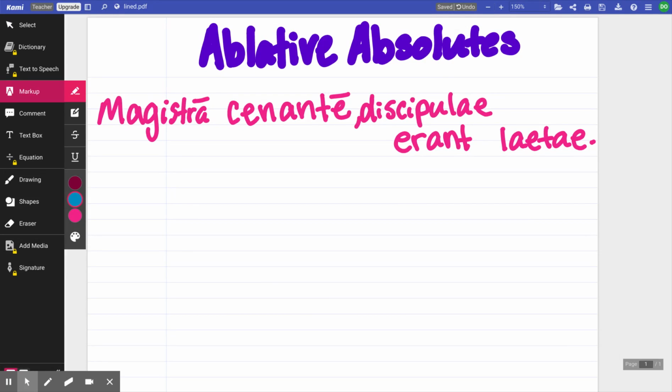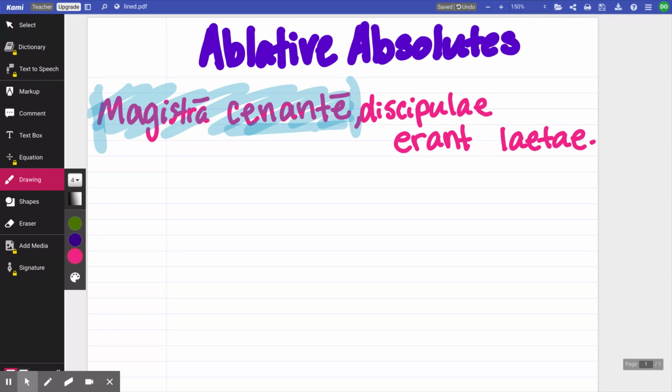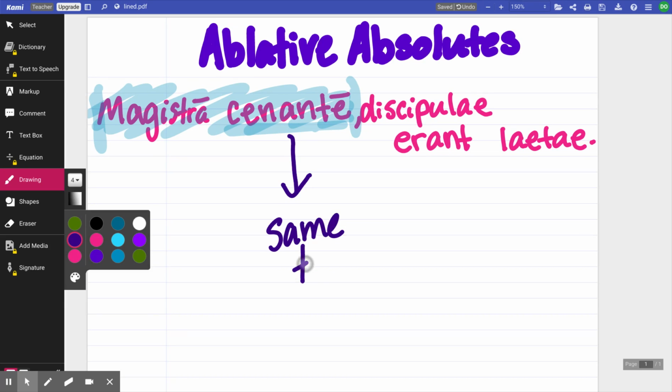In this line, we see that we have an example of a present participle. And here we have my ablative absolute, Magistra cenante. We see both of these are in the ablative, and we have this participle. And we know we can translate it with something, right? So you could translate it with Magistra eating. That's fine and dandy. But it's important to note that when you have something in the present, it is happening at the same time as your main verb.